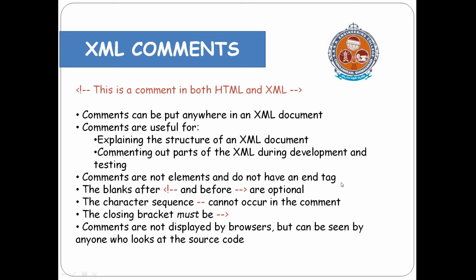These are not elements and do not have an end tag. This is the starting and this is the ending, and in between you write any comment. The blanks after this symbol and before the closing are optional. The character sequence cannot occur in the comment. This should not occur in the comment. The closing bracket must be the same, this only. Comments are not displayed by the browser but can be seen by anyone who looks at the source code. If the user wants to understand, these comments will be useful.